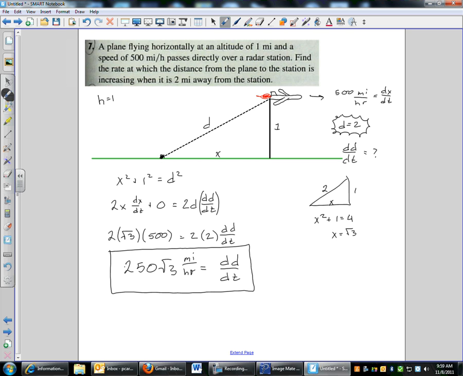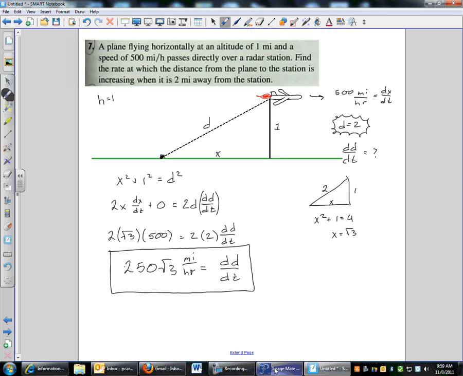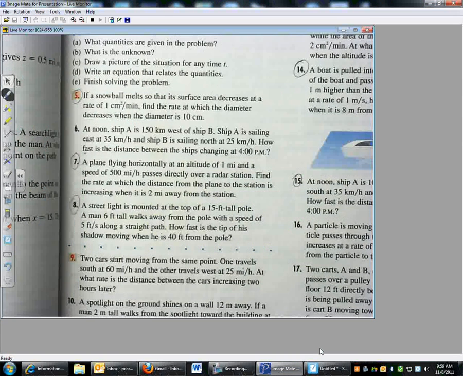What are we thinking? Making some sense? Maybe? Maybe not? Maybe so? So that was 7. Any questions about 7? Okay, what's another one we need? 15. All right.